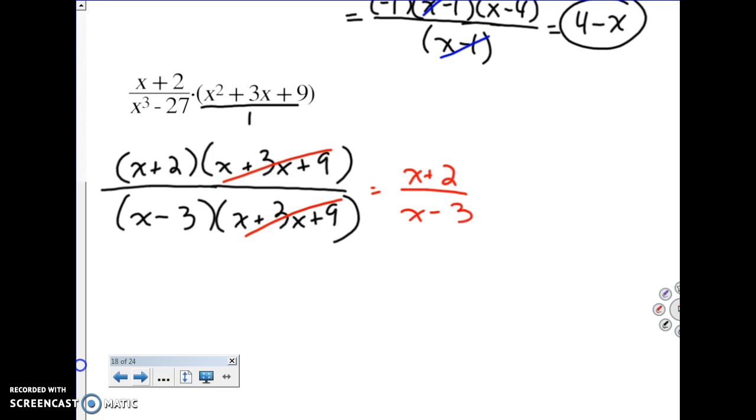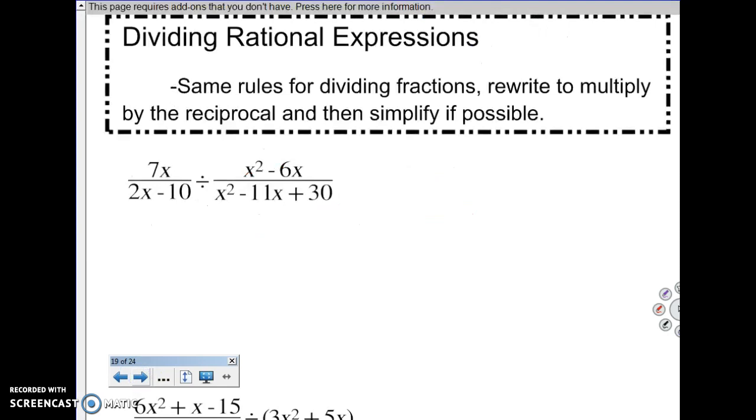Okay, so again, I'll give you a chance to practice that. Next, we have division. I have 2 examples of this. I think I'm just going to do one. If you want to try the other one on your own and see how it goes, let me know.